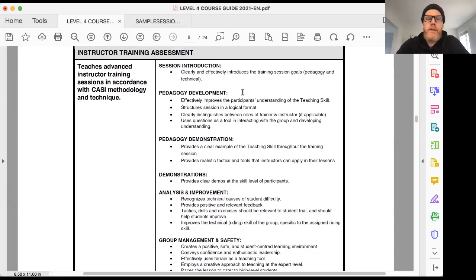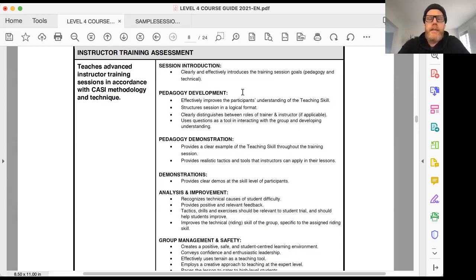For these sessions, because they're much more fluid, a little bit less black and white, that role change may be much more interchangeable. But it should be clear when you're running a session when you're talking in the context of teaching the public and when you're talking in the context of training instructors.